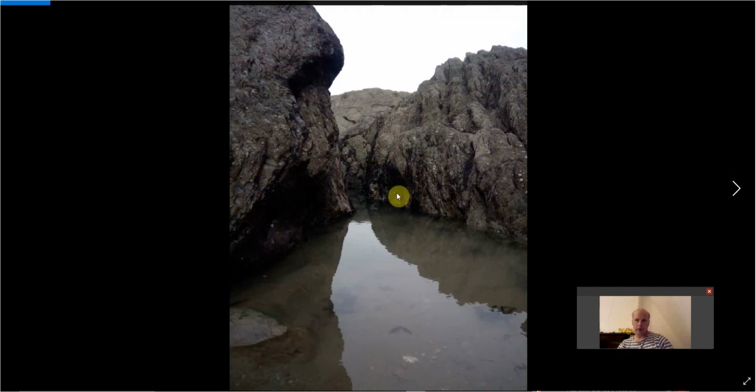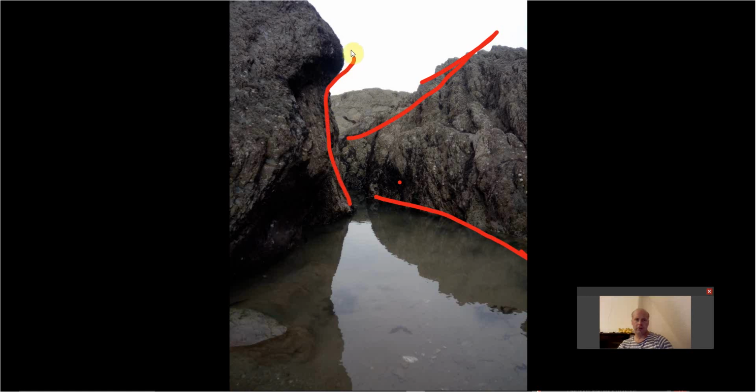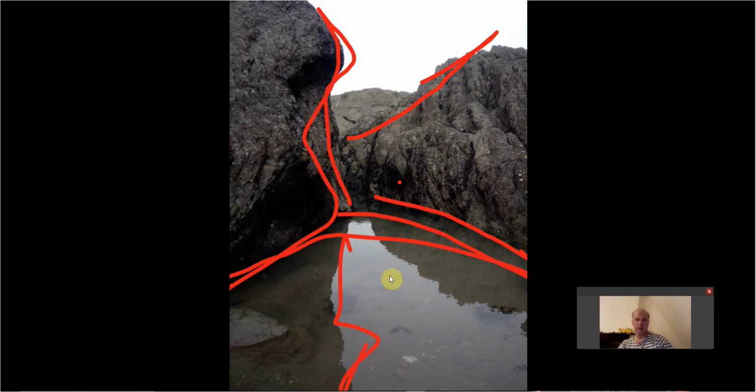Let's go to the next one. Alright, so this is like a rock pool. It doesn't look amazingly inspirational here, but there's some stuff I quite like going on. So, you know, we've got this massive cavern, and then we've got the pool there with the Atlantic green water, and I like that composition there.